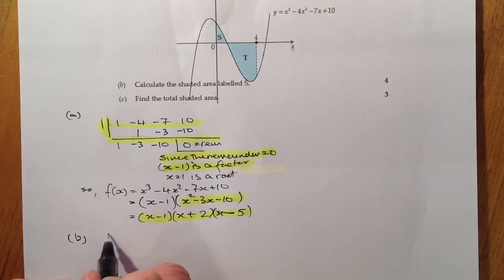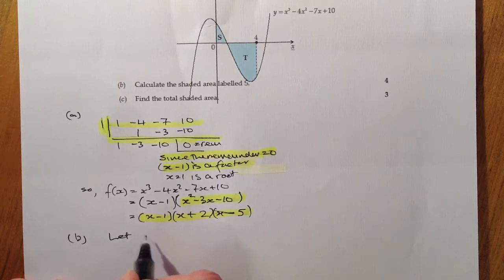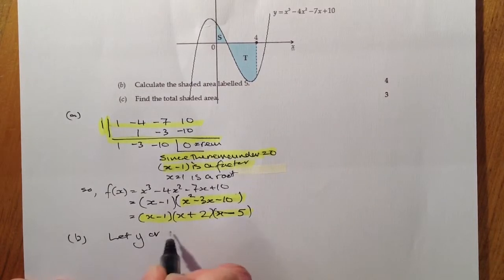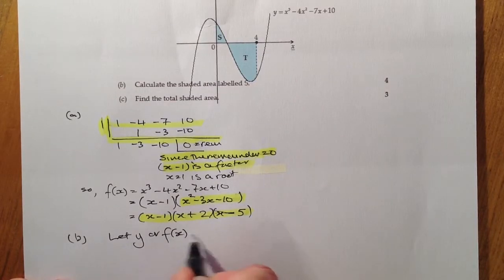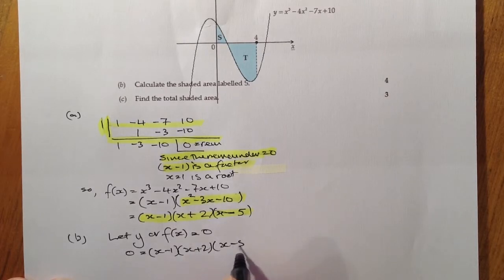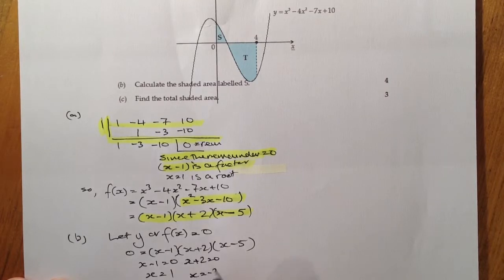Right then, so what I'm going to do is let y, or it'll just be f of x, equal to 0. So I'm going to substitute a 0 at that side there, and what I have is these factors. What that's going to tell me is where it crosses over the x-axis. So from here I've got x minus 1 equals 0, so there's one of my factors, x equals 1. x plus 2 equals 0, so x equals minus 2, and x minus 5 equals 0. So I've got an x equals 5.